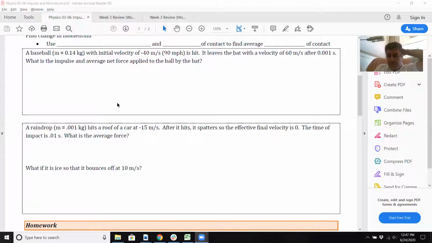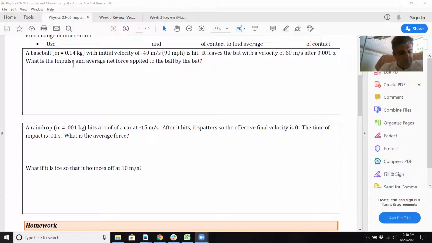And it's a collision, right? You're dealing with a collision. The bat's colliding with the ball. Usually if it's a perfect collision, you tend to expect the speed to double. But that's another situation we'll talk about later. But the time of contact is very, very little, 0.001 seconds. So the impulse and average net force applied to the ball by the bat. Okay. So our impulse is the change in velocity.